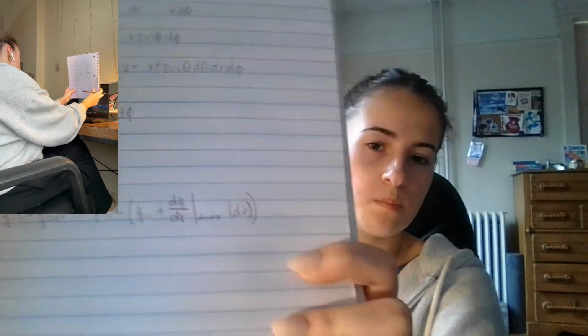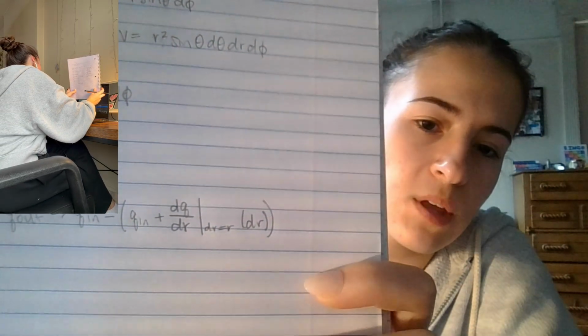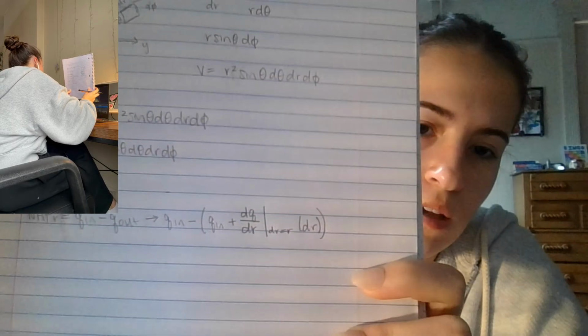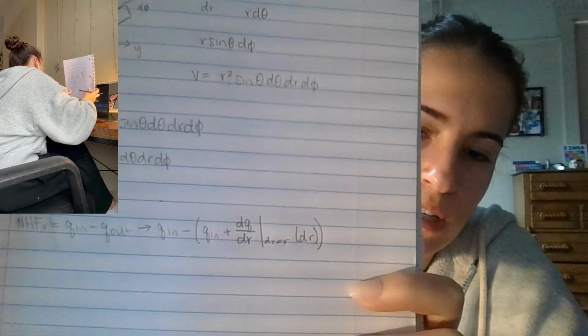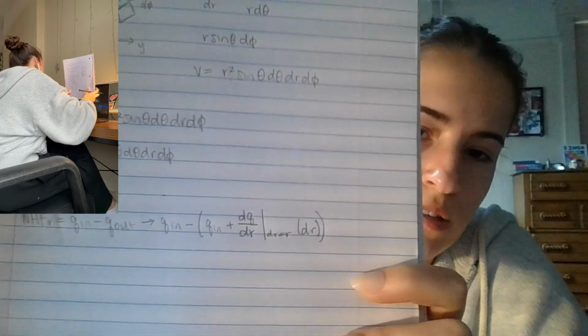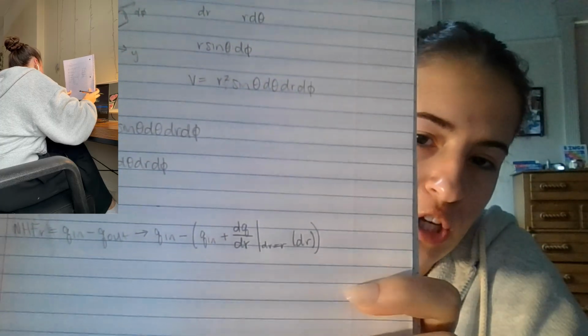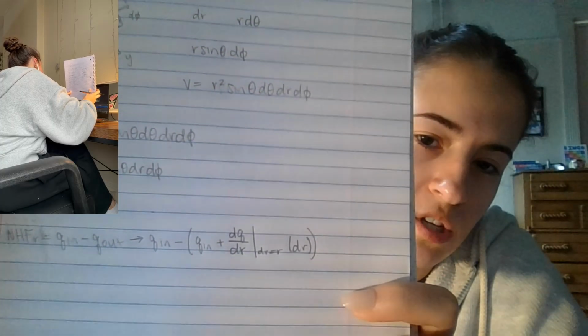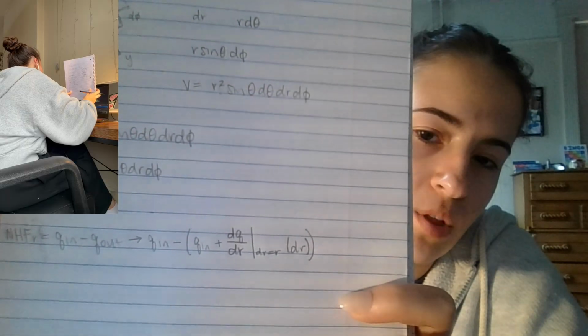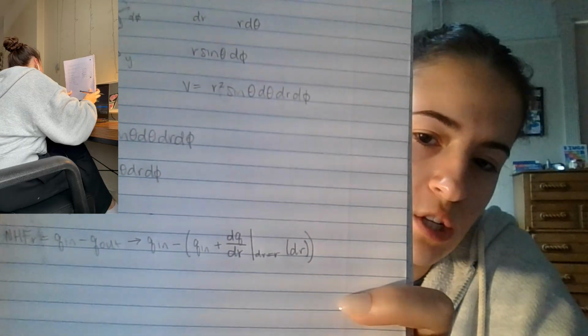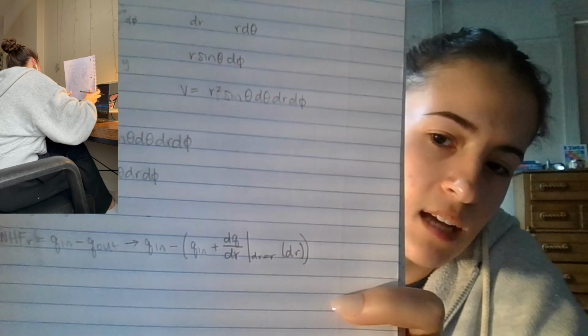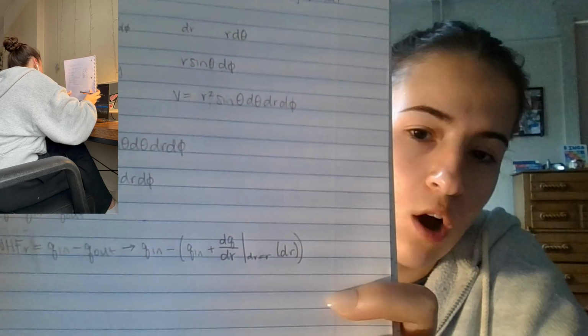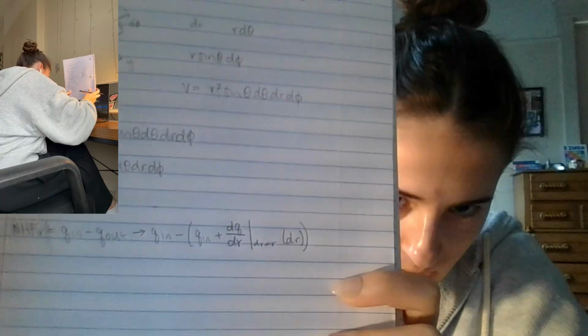So this piece in particular should look familiar to you. We're doing the net heat flow in the R direction, Q in minus Q out, and then plugging in for Q out the Taylor series expansion of Q in plus change in Q over change in R, evaluated at the change in R equaling R times dr.